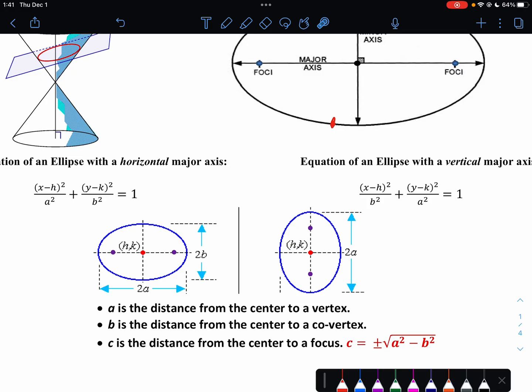A is the distance from the center to a vertex, B is the distance from the center to a covertex, and C is the distance from the center to a focus. And we use this equation right here, C equals plus or minus the square root of A squared minus B squared, to help us graph our foci.